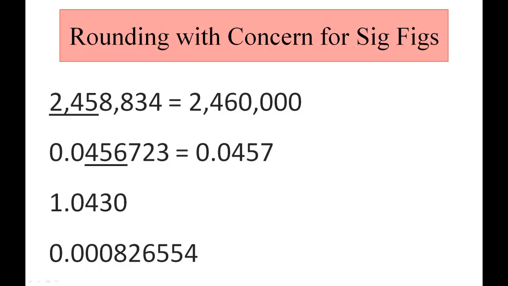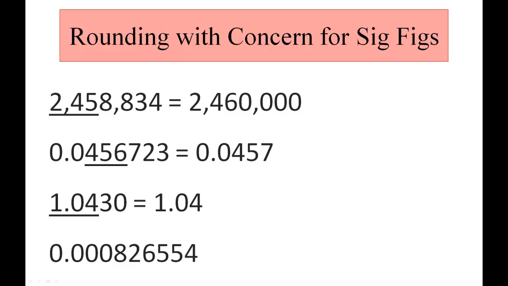The next number, we're going to round to 3 significant figures, so we start at the left and we count our first 3 significant figures, which is 1.04. Notice the 3 right after the 4 is not higher than 5, so we just keep it as 1.04. No need for rounding that 4 up.